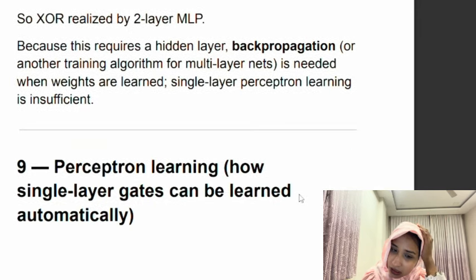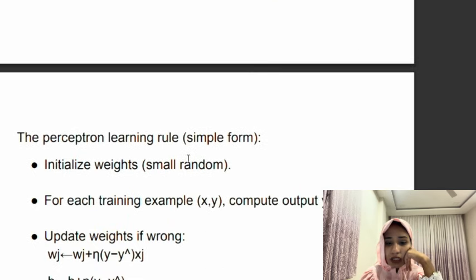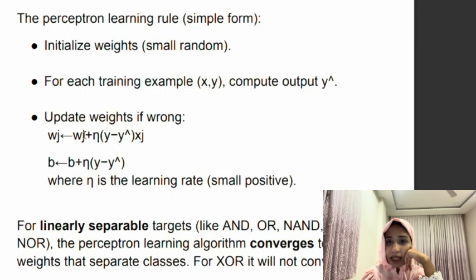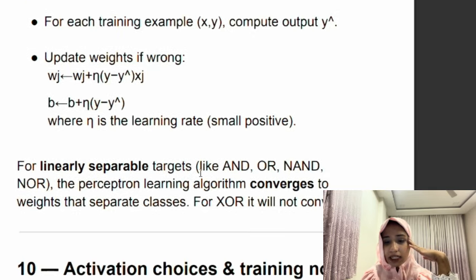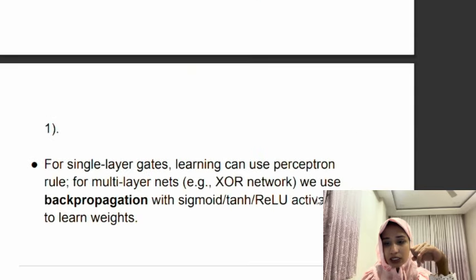Now perceptron learning: how single layer gates can be learned automatically. The perceptron learning rule, simple form: initialize the weights. For each training example, compute the output Y. Update the weights if wrong, like this, where eta is the learning rate. So the formulas for Wj and B are given. For linearly separable targets like AND, OR, and NOT, perceptron learning converges to weights that separate the classes. For XOR, it will not converge.